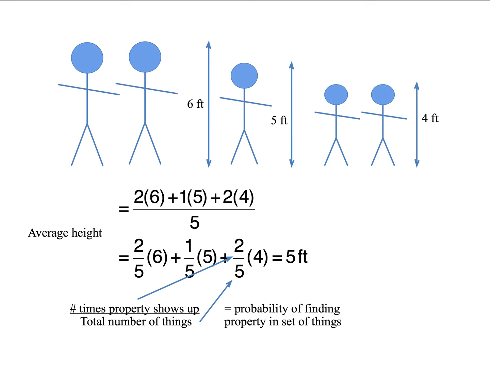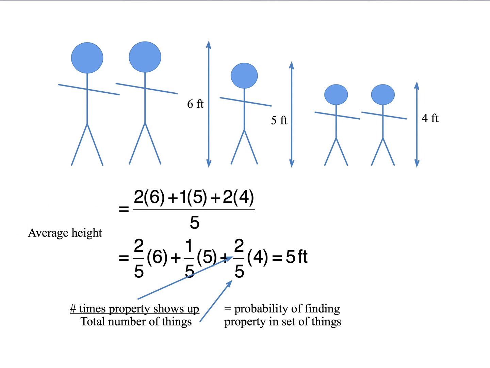So let's look just in general at how we would find an average. If we have 5 people and each person has a different height, and we want to find the average height of those 5 people, we're going to add up the height of each person and divide by the total number of people. So we have 2 people that are 6 feet tall, so 2 times 6. We have 1 person that is 5 feet tall, so 1 times 5. And we have 2 people that are 4 feet tall, so 2 times 4, divided by the total number of people, which is 5. That should give us the average height.